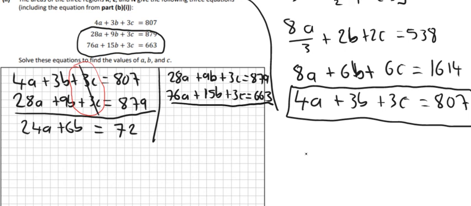I'm going to take the top one away from the bottom one again, just because you've got all bigger numbers on the bottom again, apart from after the equal sign. So 76 take away 28 should give us 48a. 15 take away 9 is 6, so plus 6b. The c's all cancel out, and now we need to do 663 take away 879. So we get minus 216.